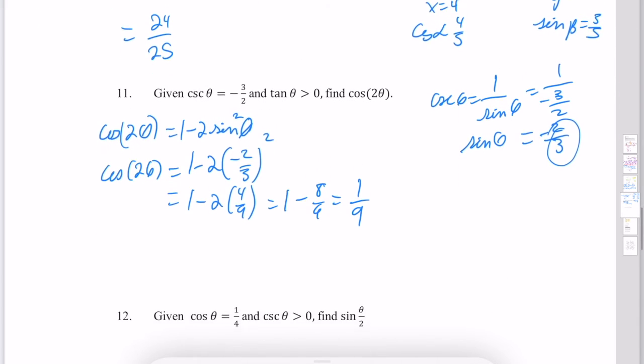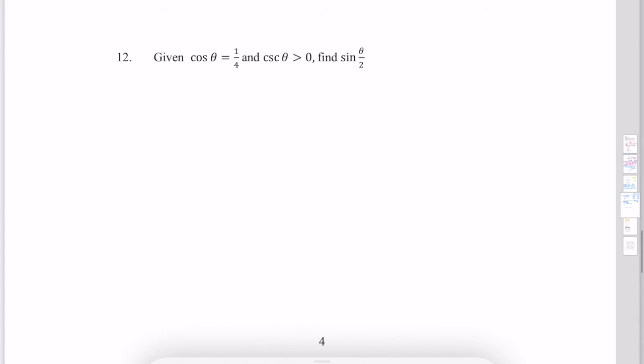Last but not least, for problem 10, given cosine equals 1/4 and cosecant is greater than 0, so that means sine is positive, I'm going to find sine of theta over 2. So sine of theta over 2 is given by the equation, plus or minus, in this case it's plus, the square root of 1 minus cosine theta over 2.